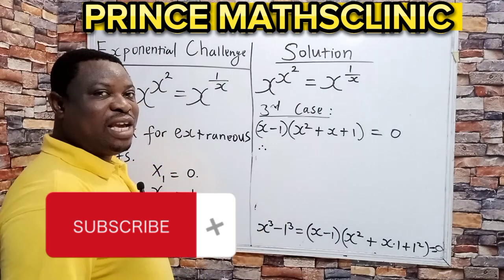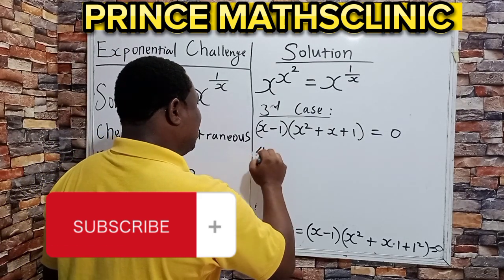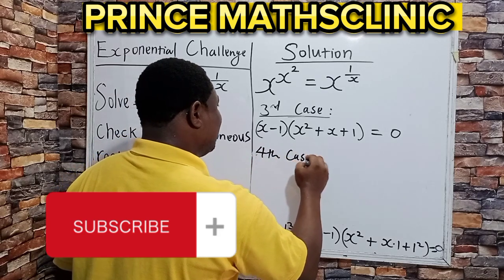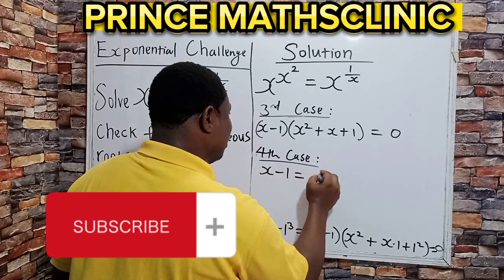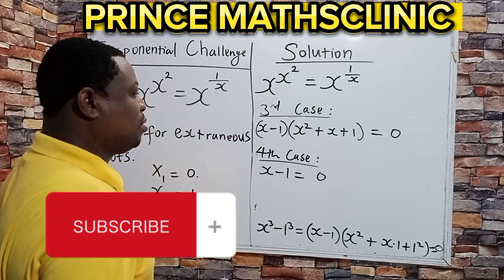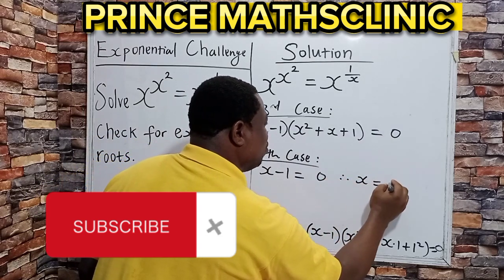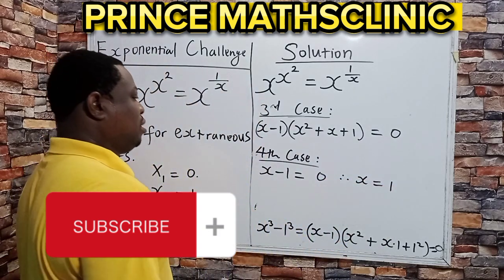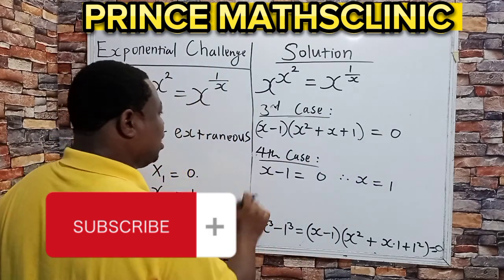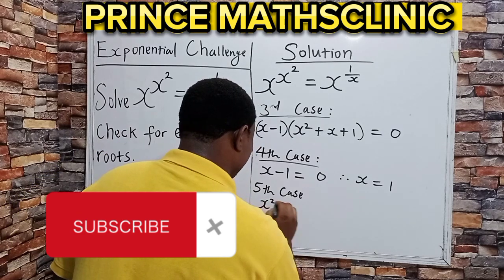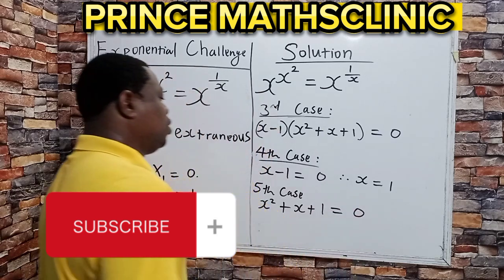So therefore, using the product rule again, I have my fourth case to be x minus 1 equal to 0. Therefore, my x will be 1. Also, I have that this, as my fifth case, is x squared plus x plus 1 equals to 0.